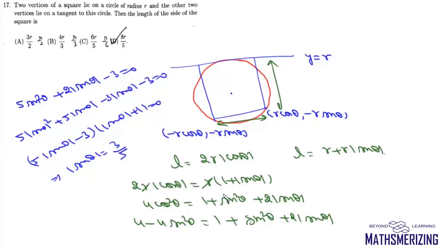Now if the value of mod sin theta is 3 by 5, then we can write this length L as r times 1 plus mod sin theta, which is 3 by 5. So it will be simply 8r by 5, and that's your option number D.